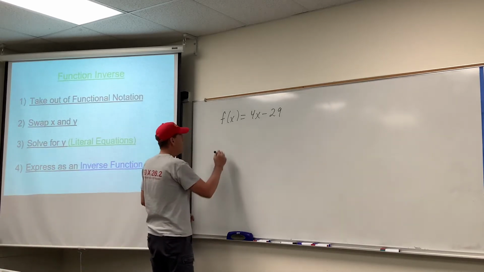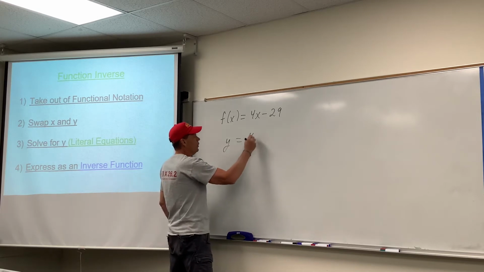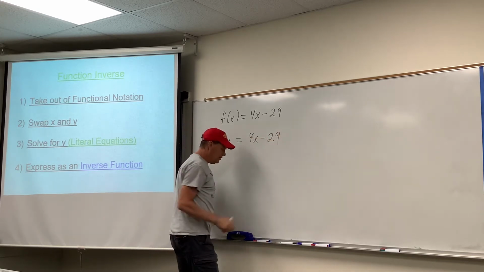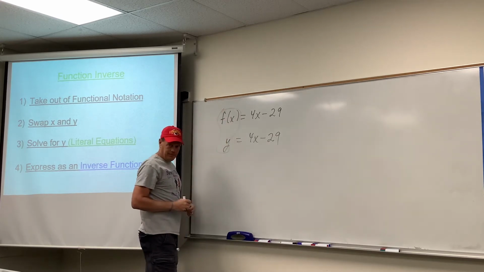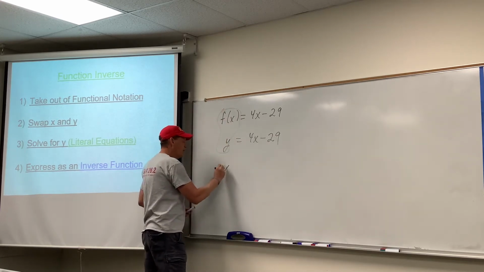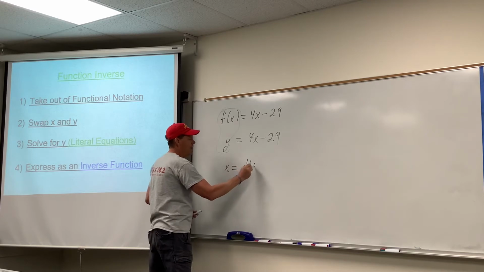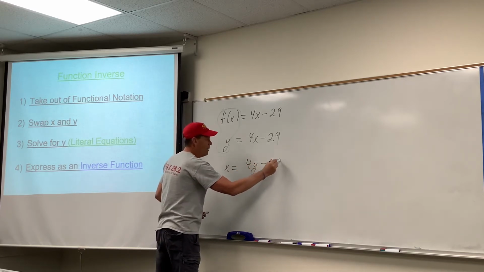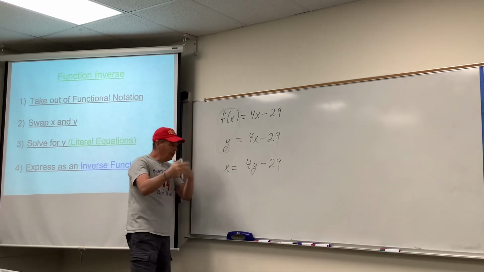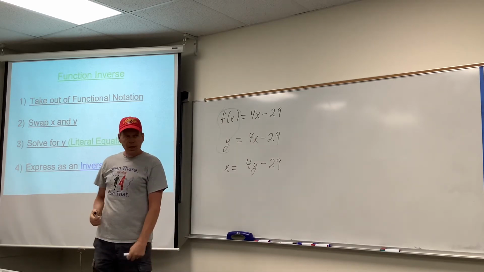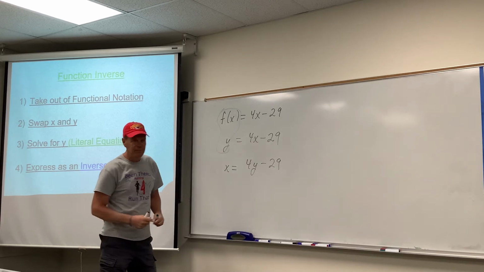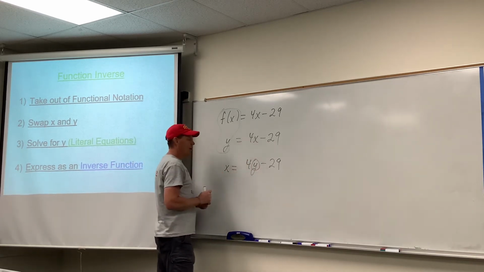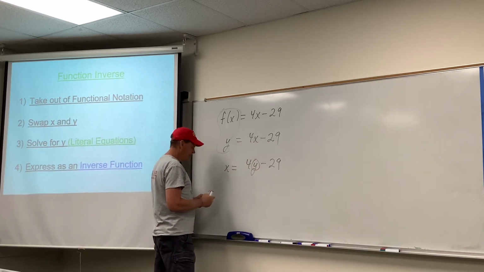When we say take it out of functional notation, we are basically saying to change that into y. Simple as that. Switch the variables whereby x becomes y and y becomes x. Literally replace them for each other. Solve for y. Assignment 15. All right, and this should be an easy one.